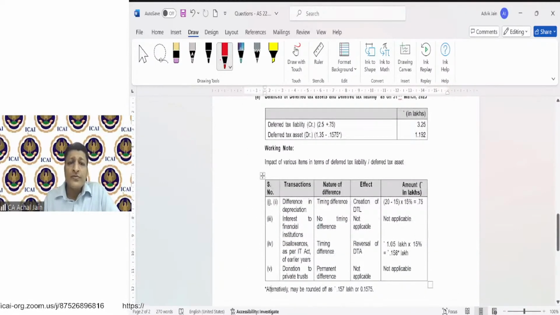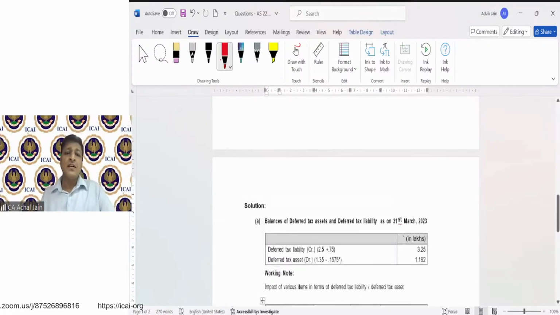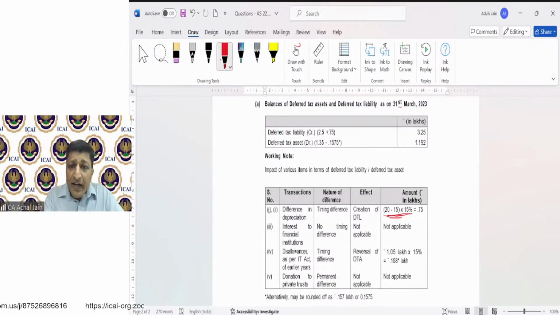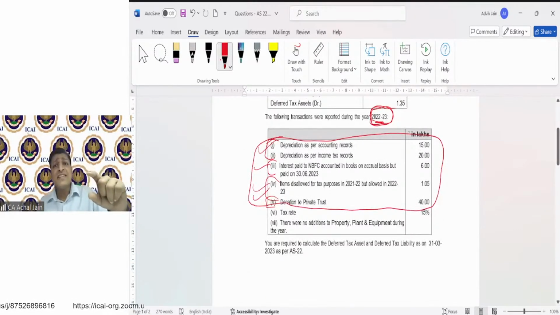Now in terms of the first item, depreciation, can we say it's a timing difference? The answer is yes, it's a timing difference. Now what is going to be the timing difference? 15 lakhs less 20 lakhs. So 5 lakhs will be the timing difference, on which we'll apply the tax rate, and we'll get 0.75. Now the question arises whether this will result into a DTA or a DTL. That's the most important part.